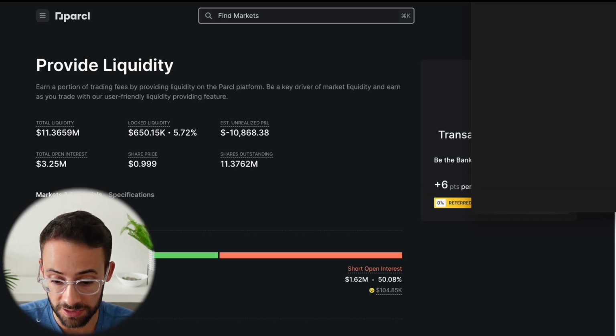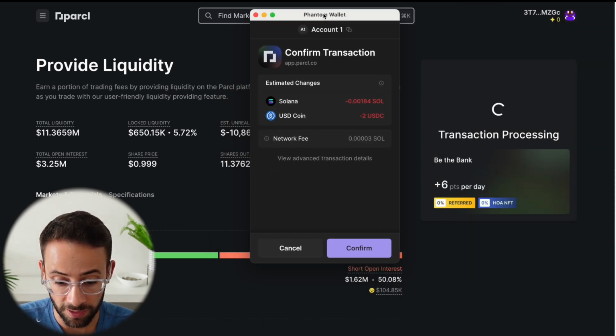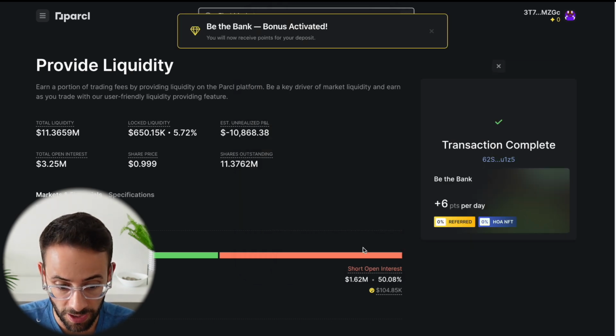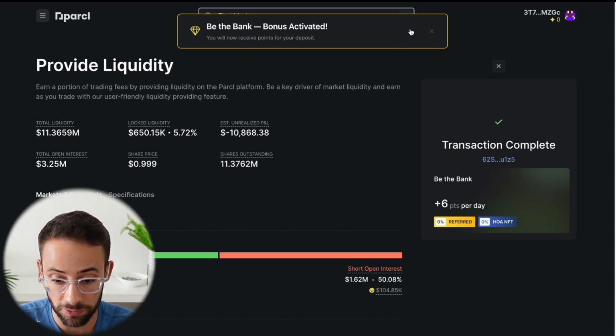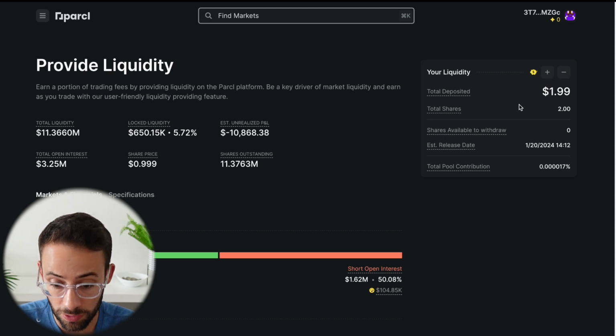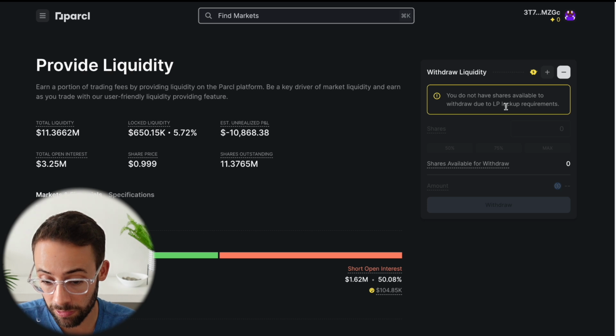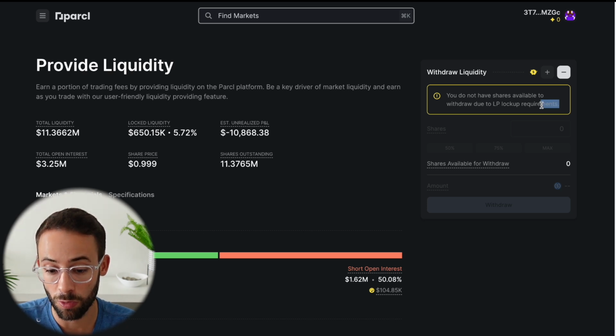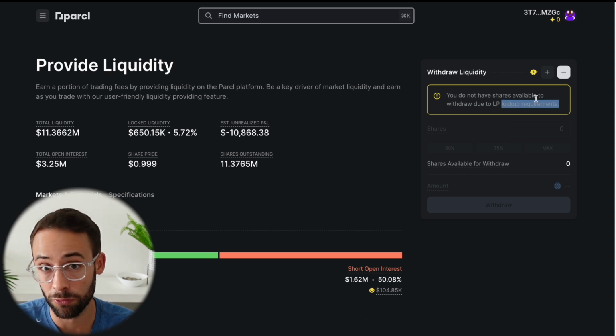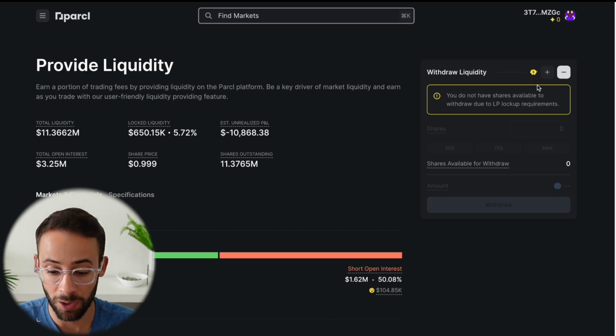This is going to earn me 6 points per day, and I just have to confirm the transaction in my Phantom wallet. Okay, that transaction was completed and the bonus is activated, so I will begin to earn those points. Now again, if I want to withdraw my liquidity, I would have to hit on the minus button. However, currently, since there are those lockup requirements, I cannot do it. So I have to wait for 30 days to come back and withdraw that liquidity.